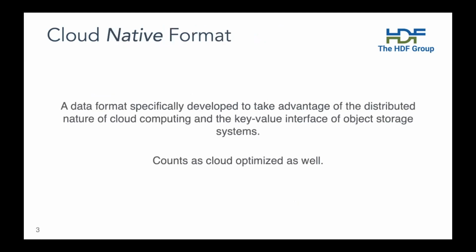Again, for differentiation, if I say cloud native format, or if someone else uses that term, what I assume it means is a data format that's specifically developed to take advantage of the distributed nature of cloud computing and the key-value interface. For example, this is the HSDS schema that my colleague John may not have mentioned, but it's behind the HSDS server. And obviously cloud native counts as cloud optimized because it's a next level, if you will.